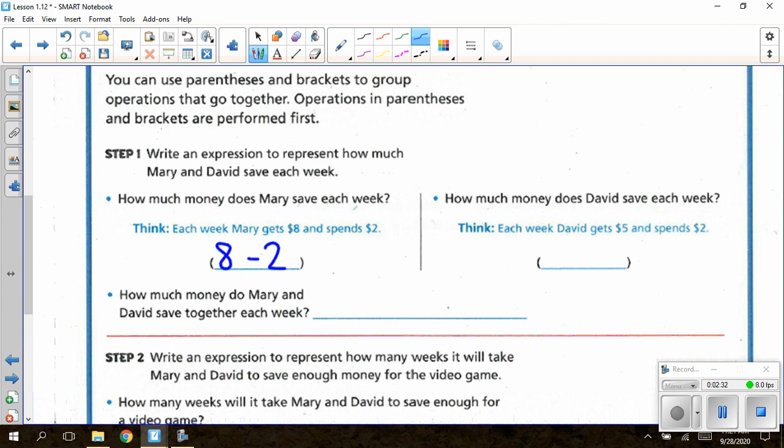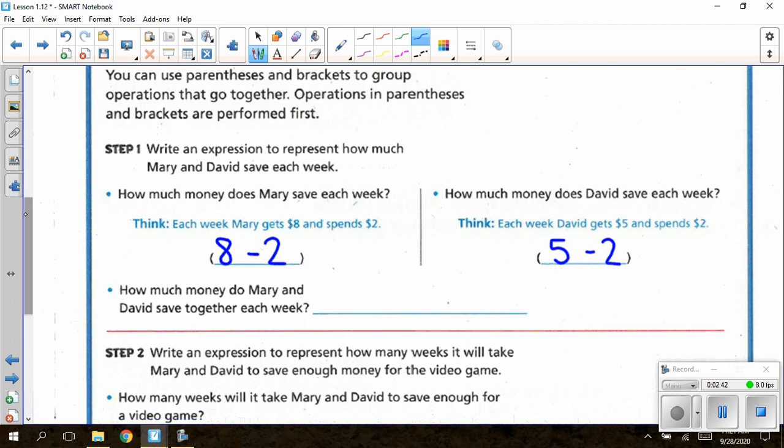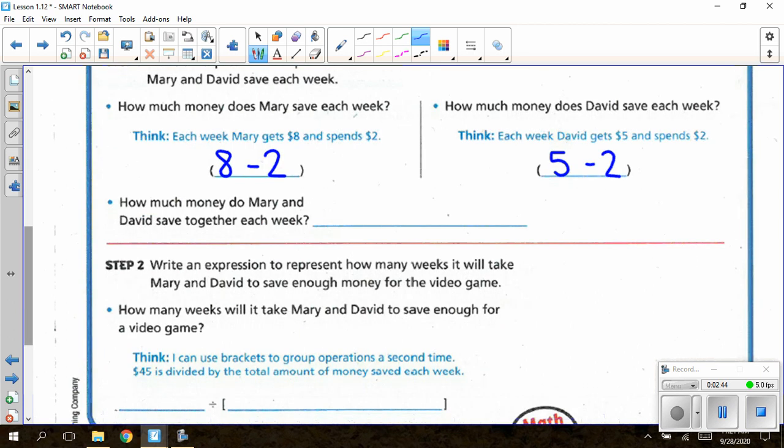And then we have to do the same thing for David. We know that David gets $5 every week and he spends 2 of that. So now to combine both of those expressions together to figure out how much the 2 of them would save every single week, we would just have an addition sign between both of those sets of parentheses. So Mary is 8 minus 2 plus David, which is 5 minus 2.